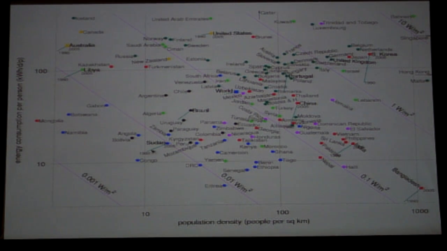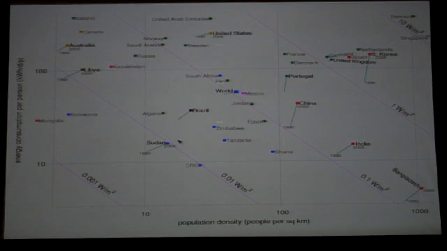They're all rushing up and to the right to come and join us in the top right of this diagram over here. Here's Sudan, Brazil, China. Each of these lines behind the country is showing 15 years of progress. From 1990 to 2005, what happened? Population densities went up, energy consumption per capita went up.